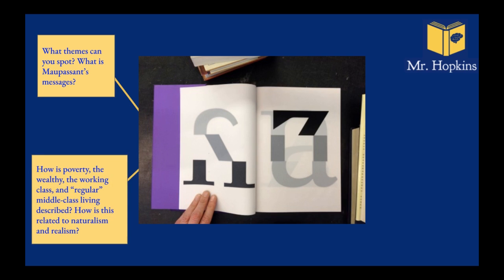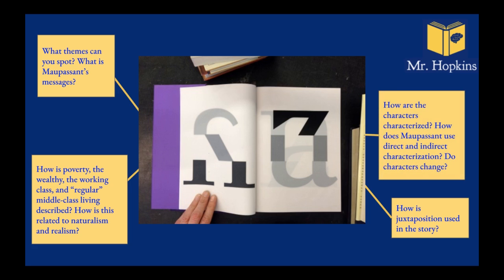Next, I want you to look how poverty is described, how the wealthy are described, how the working class are described, how the regular middle class is described, what their lives look like, how is middle class food described, and how is this related to naturalism and realism? How is juxtaposition used in the story? This is a term you will learn if you keep watching the video in my next analysis piece about halfway through. And how are the characters characterized?